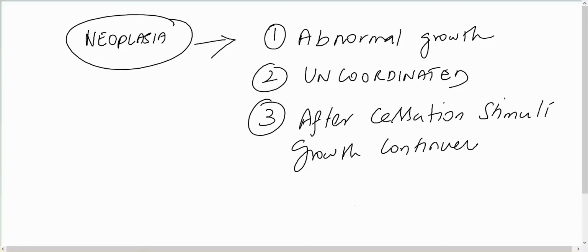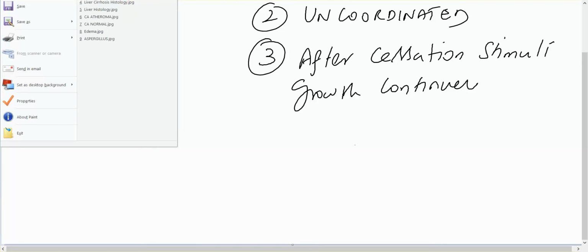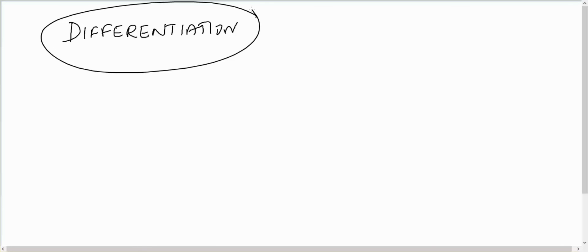So now let us see what are the characteristic features of benign and malignant tumors. I am going to discuss a terminology called differentiation. Differentiation means how much the tumor cell resembles the normal parenchymal cells of any tissue, morphologically and functionally.